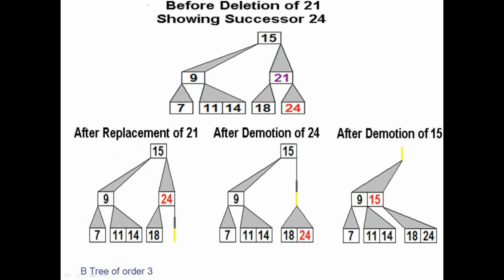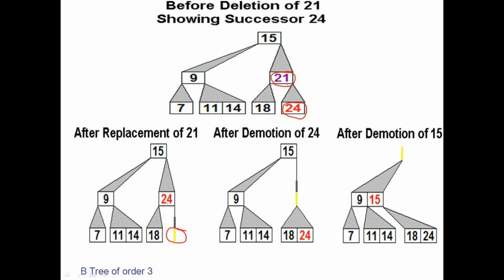Then another example is the deletion of 21. So this is the given tree, and now here we want to delete this 21. When you delete, you have to replace it with the successor. The successor is 24. So replace 21 with 24. When you replace 21 with 24, here there is an underflow condition. At least it should contain a single element, so it is an underflow condition.